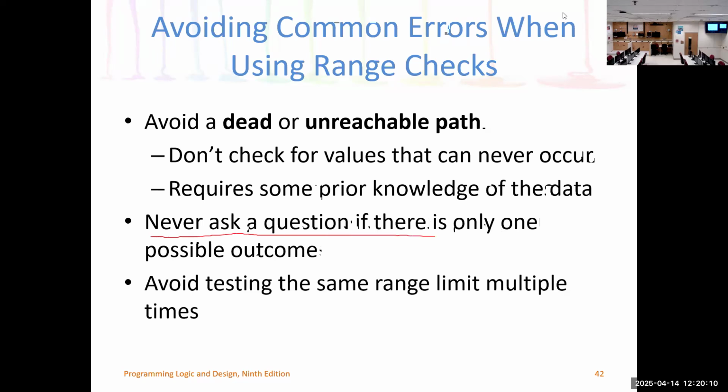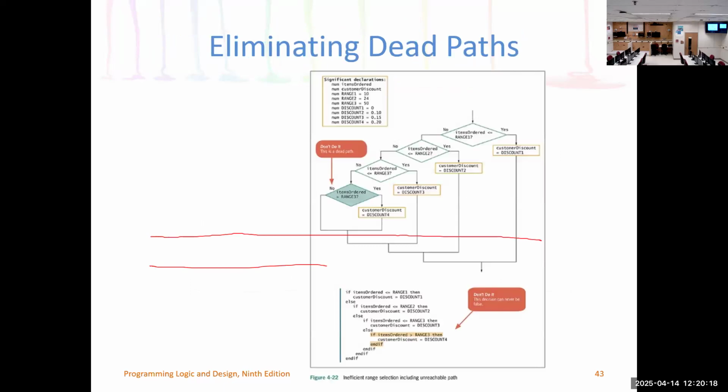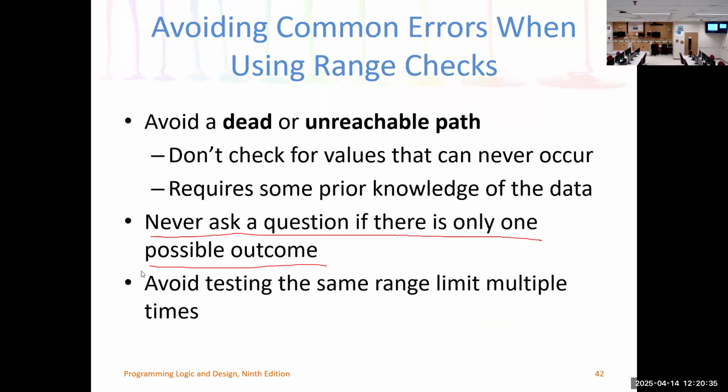Now, also, never ask a question that has only one possible outcome. You know for sure it only has one outcome. Why do you have to check? This one here, right? You see, for sure, if not this one, if not this one, if it's not this one, for sure it is greater than 50 here. So why do you have to check here again? You don't have to check it because for sure it only has one outcome here. Make sense? That's why never ask a question that has only one possible outcome.